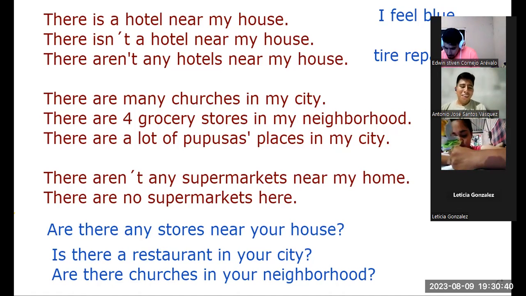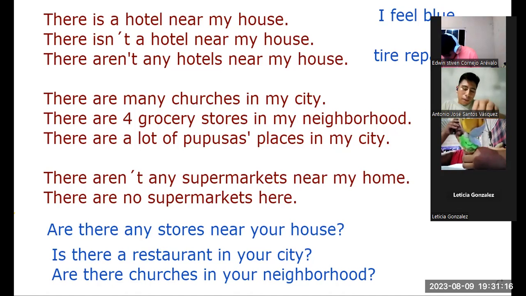There is a pupusa place. Okay, how many? Two. Then in that case you say there are two. There are two pupusa places. Very good. There is a school. Okay, put the "a": there is a school.